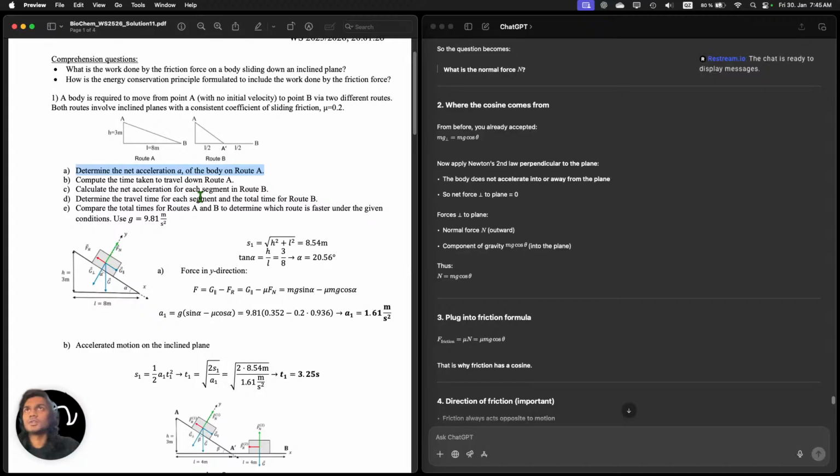Net acceleration for each segment in route B. Determine the time travel for each segment and total time for route B. Compare the total times for route A and B to determine which route is faster under a given condition. So, calculate the net acceleration for each segment in route B.